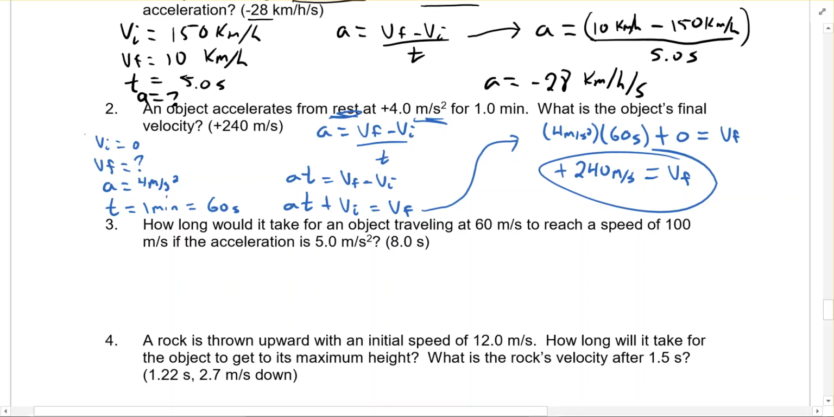So I wrote down my info down here. I changed minutes into seconds because this is in meters per second squared. So my time had to be in seconds to make that all work, right? And then I wrote down my formula. I rearranged the formula to solve for VF. And then I got VF is equal to 240 meters per second in positive direction.